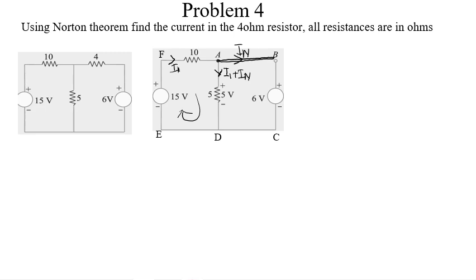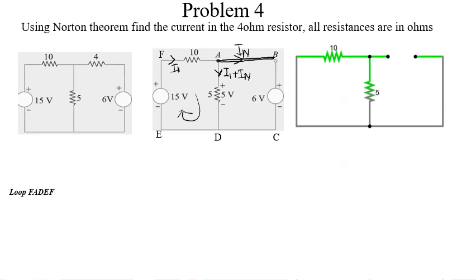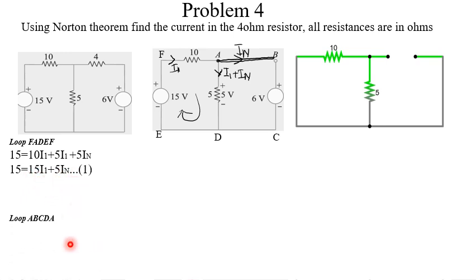So for applying KVL in loop FADEF, this first loop, realize that our voltage source is from a lower potential to a higher potential, that is 15, is equal to our 10I1 plus our 5I1 plus 5IN. Then we get this equation. Then we simplify it down to get 15 is equal to 15I1 plus 5IN. Then we also take our next loop.